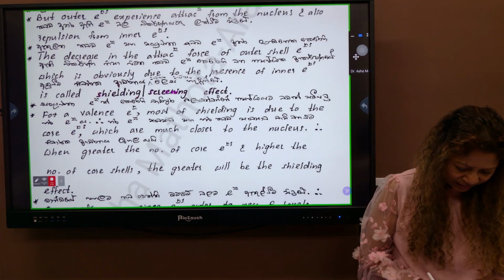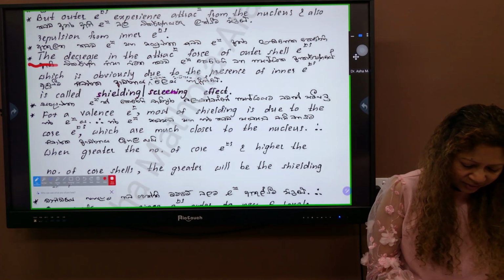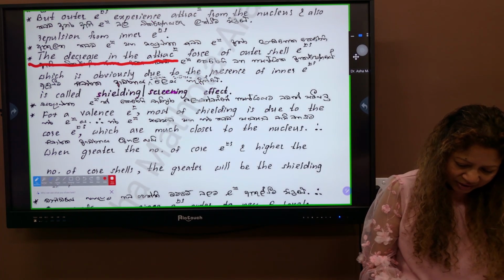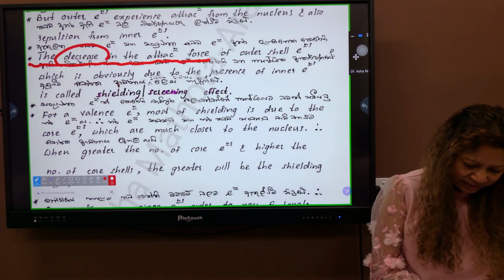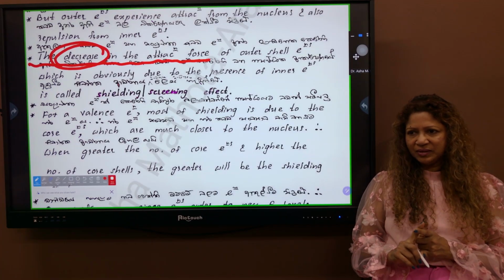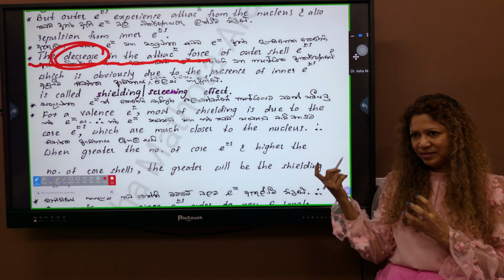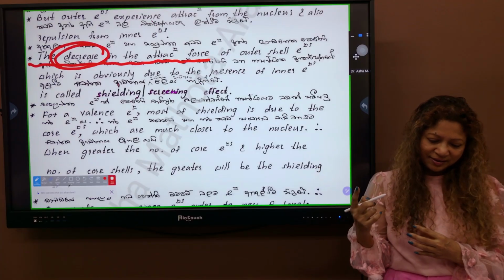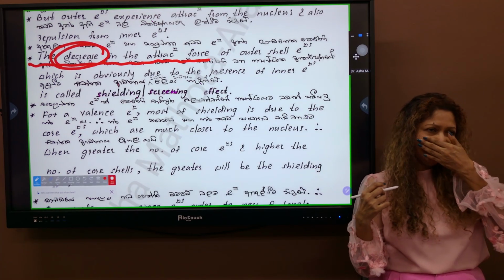This is the shielding effect: the decrease in the attraction force. Attraction force between what? Mom and the elder sister. But you younger ones are decreasing that.